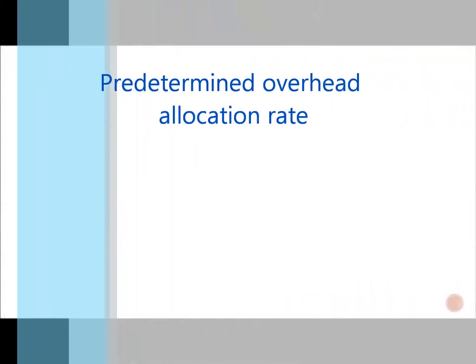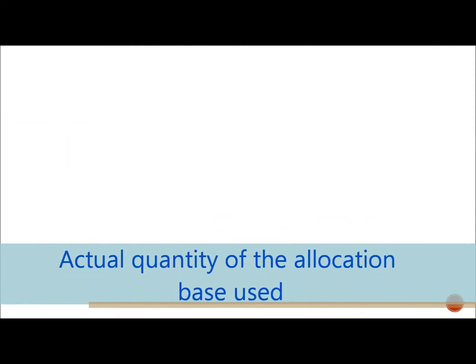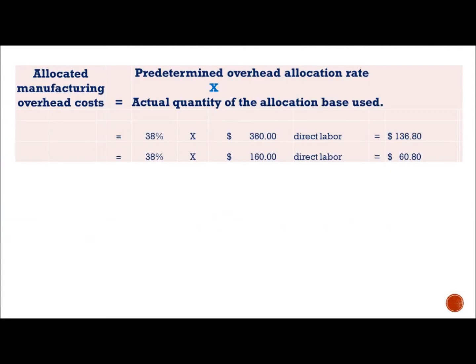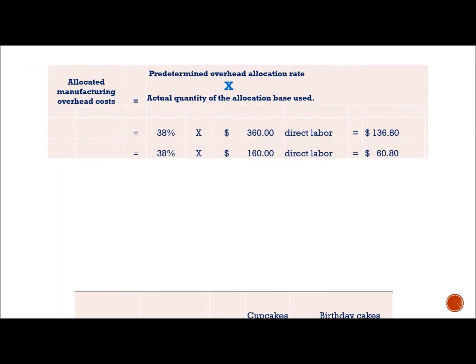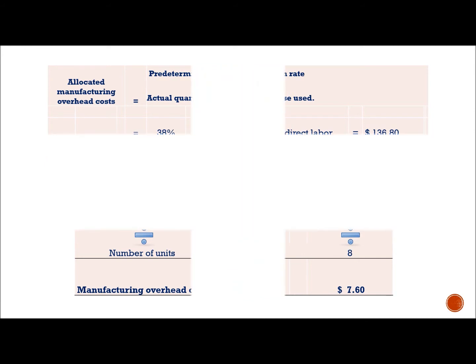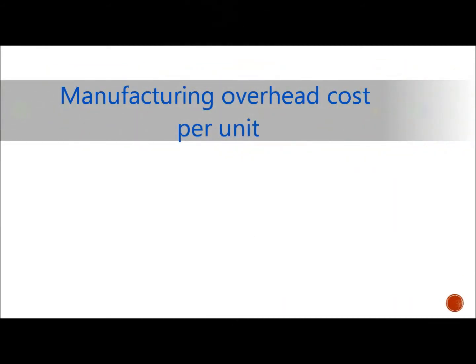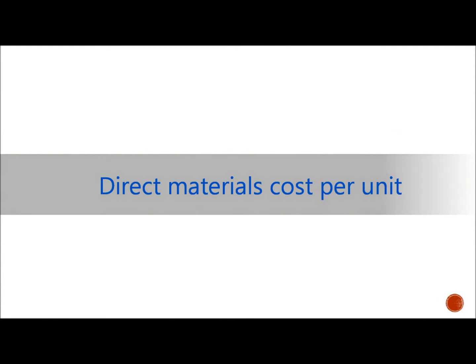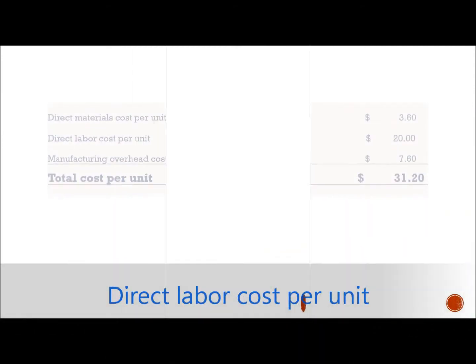Next, we need to multiply the predetermined overhead allocation rate by the actual quantity of the allocation base used, which for this example, we are using the estimated direct labor costs as the actual quantity, as shown here. Now we need to divide each product's manufacturing overhead costs by the expected number of units to calculate the manufacturing overhead cost per unit, as shown in this table. Finally, we can add the manufacturing overhead unit cost to the direct materials unit cost and the direct labor unit cost to obtain the total unit cost.